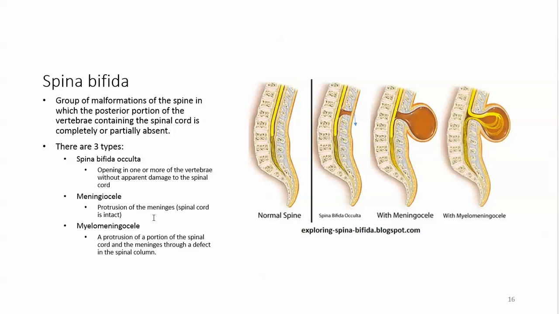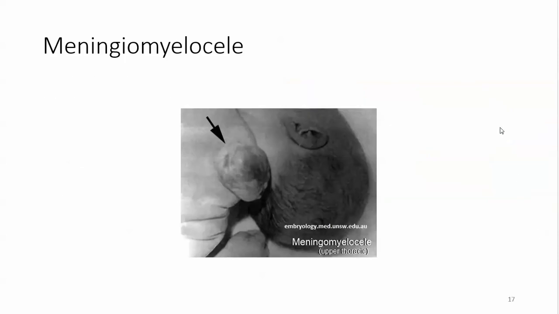And the myelomeningocele is a protrusion of a portion of the spinal cord and the meninges through a defect in the spinal column. So you can see that both the yellow, which is the spinal cord, and the meninges are protruding. Sometimes sacs are covered in skin, and others tissues and nerves are exposed. Now this is a meningomyelocele. Spina bifida is due to a lack of folic acid in the diet; the recommendation for women of childbearing age is 0.4 milligrams of folic acid daily.